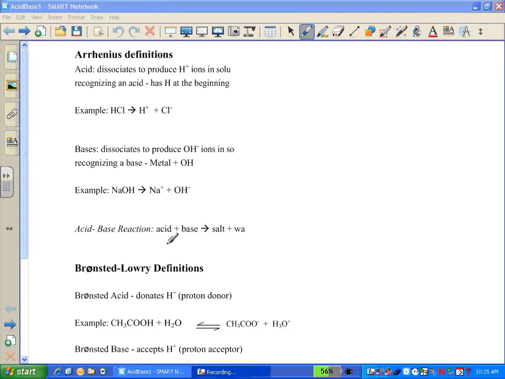By Arrhenius' definition, the acid-base reaction is a simple one, where an acid plus a base produces a salt and water. It's important to note here that the salt is not just sodium chloride, it's any salt or ionic compound that can be produced here.